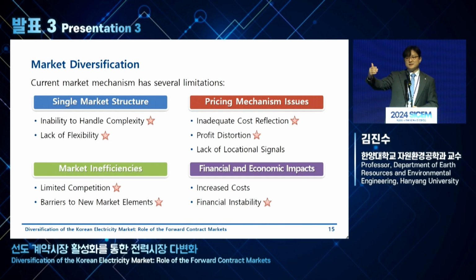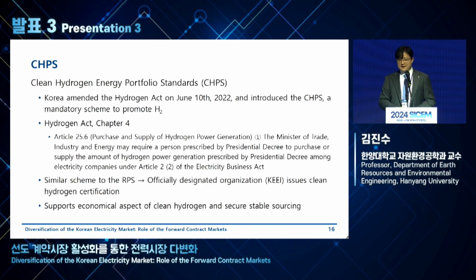So the energy and the electricity market is in transition at this moment. And you see the star symbols. But of course, the forward contract markets cannot resolve and address every single issue. But the forward contract market can help these problems be resolved.